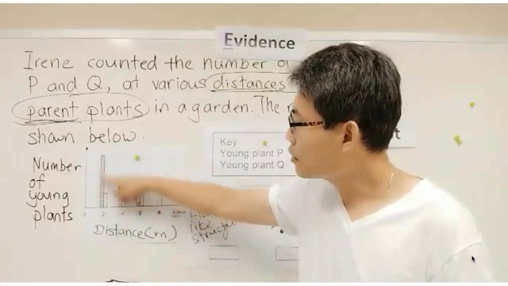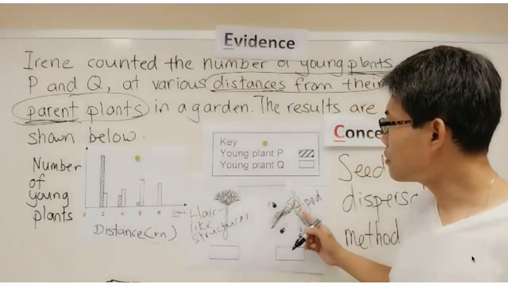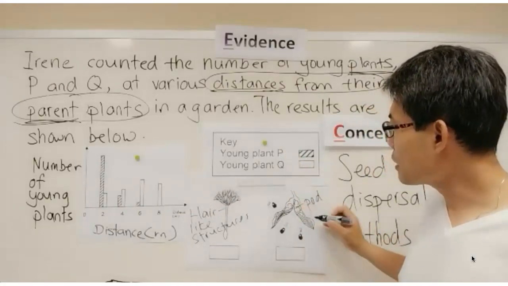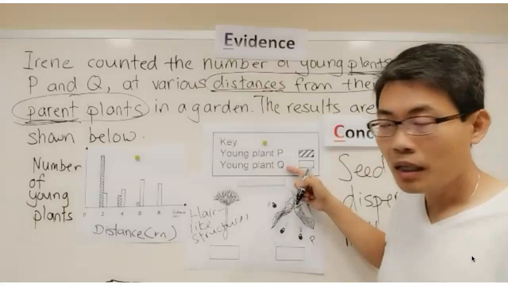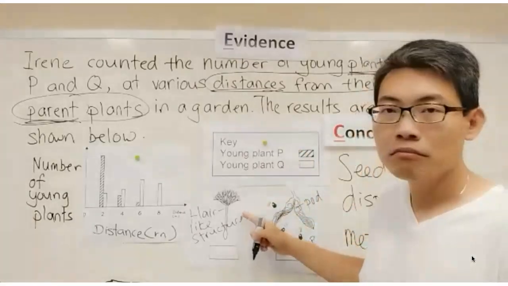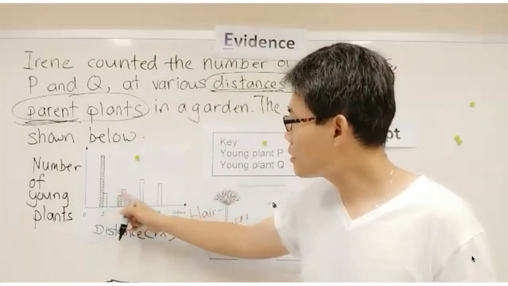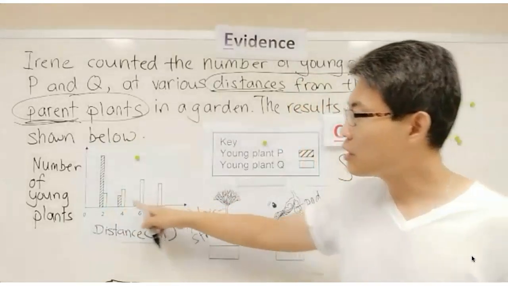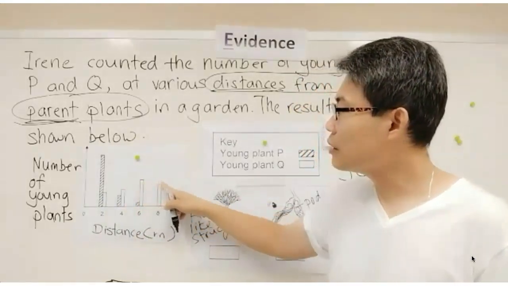So I'm quite certain the one that is shaded must be plant P, this one. And for plant Q, I'm quite sure it must be the other one. So there's no other choice. And secondly, plant Q is the one dispersed by wind, isn't it? Hair-like structures catch wind, so dispersed by wind. So it can be further away.